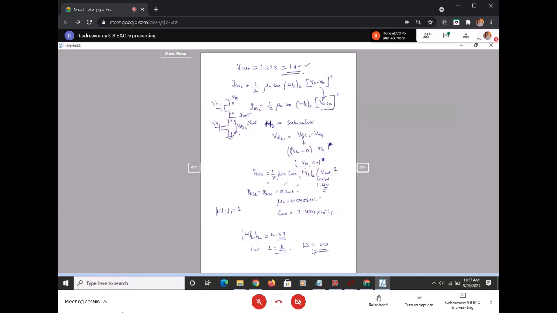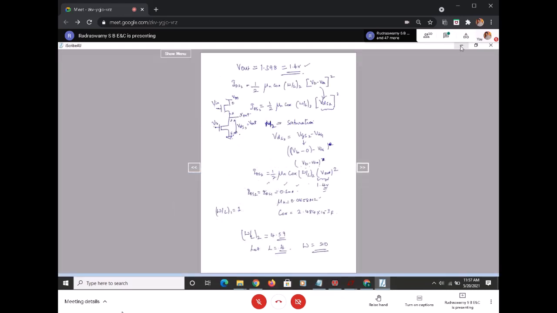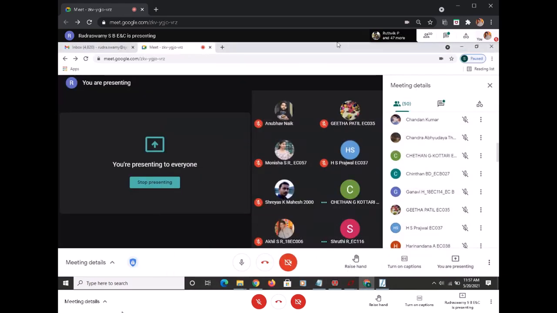You're taking the value of mu n and calculating COX based on the technology file that is there in the C5 models. Hope this is fine.